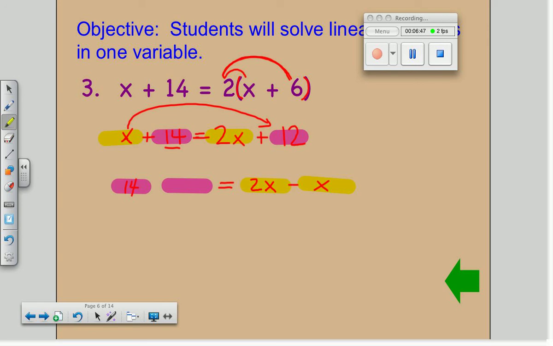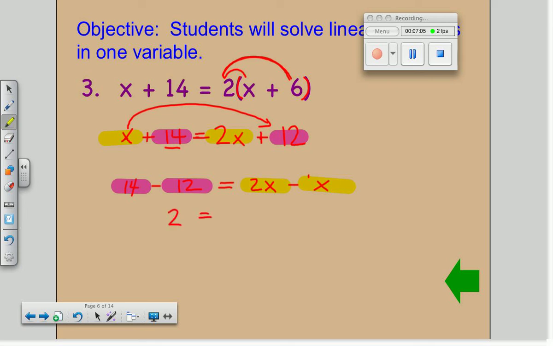Now my 12, I don't want my 12 here, so I'm going to subtract it. Minus 12 here, then I have to also minus 12 on the other side, minus 12. Now I have all of my like terms on both sides, so I can combine like terms. 14 minus 12 is 2.